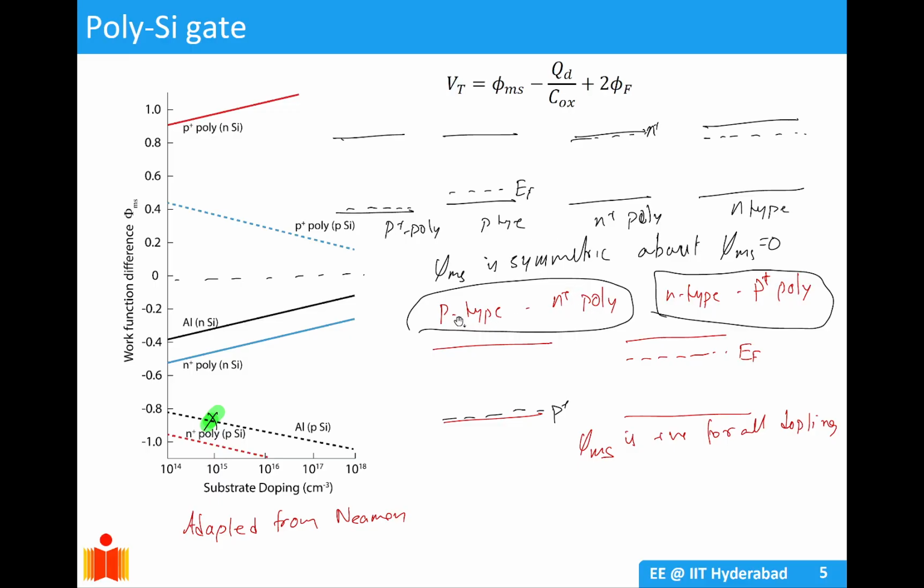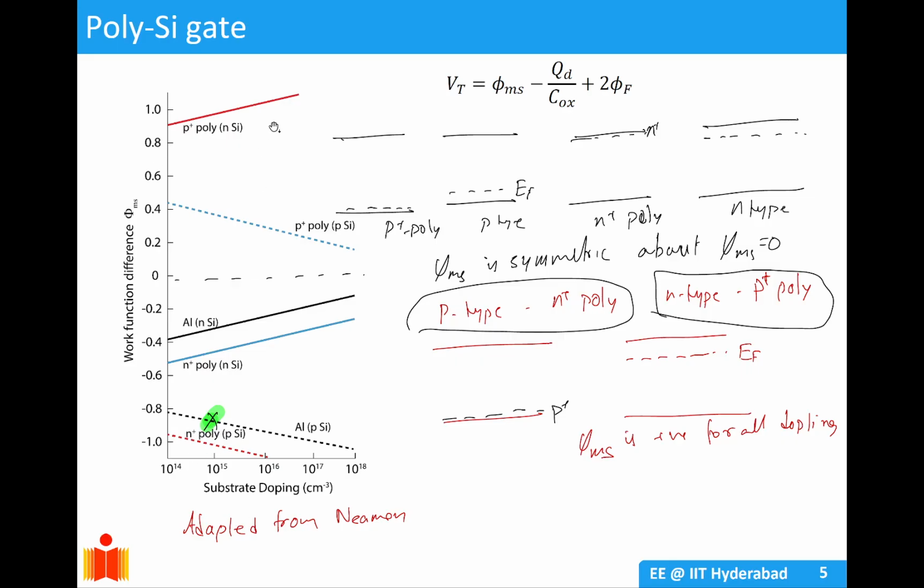So it has a P type substrate. Similarly, in a PMOS device where your substrate is N type, you use a P type polysilicon gate, hence it is called PMOS. So you can see for a P type polysilicon gate on an N type substrate, I have phi ms of around 1 volt. Similarly, if I use an N type polysilicon gate on a P type substrate, I can get a phi ms of -1.